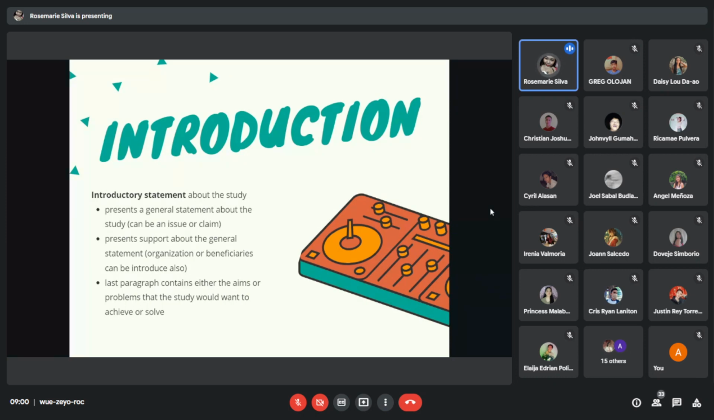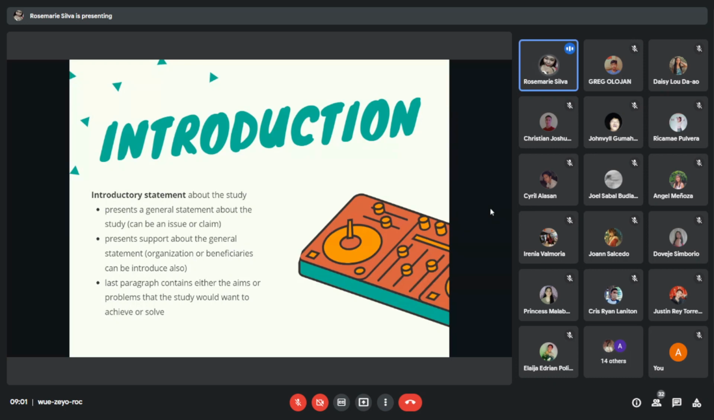That's your first paragraph. The second one is yung mga supporting statements ninyo about your study. Pwede na ninyo din i-discuss ang inyong mga beneficiaries na organization. So para asa kasi maka-benefit sa inyong study, pwede na ninyo siya i-discuss dito sa inyong background of the study. The last part is the last paragraph. It contains the aims or the problems the study would want to achieve or solve. No, unsa gid ay ang main nga gusto ninyo i-solve with your research. No, what is the problem that you wanted to solve with your research paper?